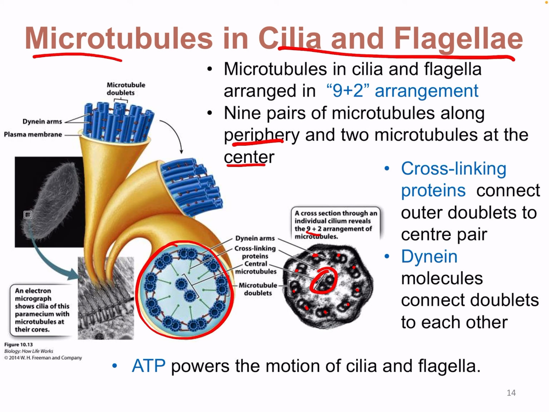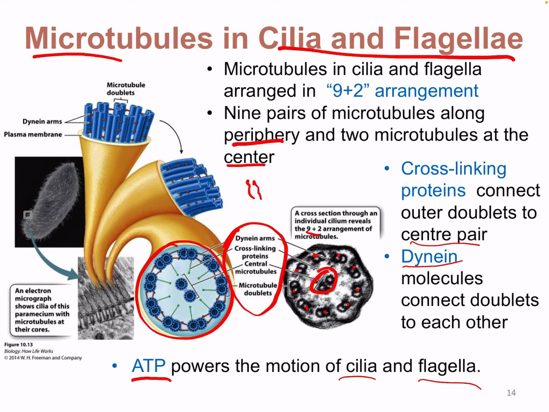We have these cross-linking proteins that connect the outer doublets to the center pair, and then dynein molecules connect doublets to each other. Again, ATP powers the motion of cilia and flagella, causing that wave-like motion that we see. So we can see here an electron micrograph showing cilia of a paramecium with microtubules at their cores. And again, here's the anatomy.